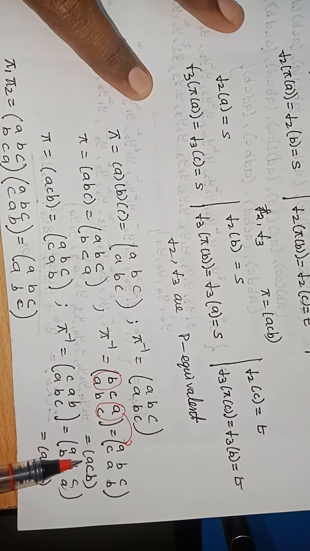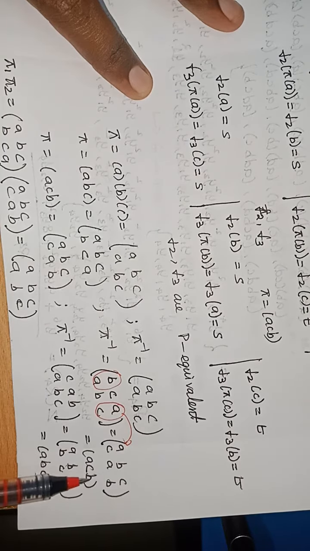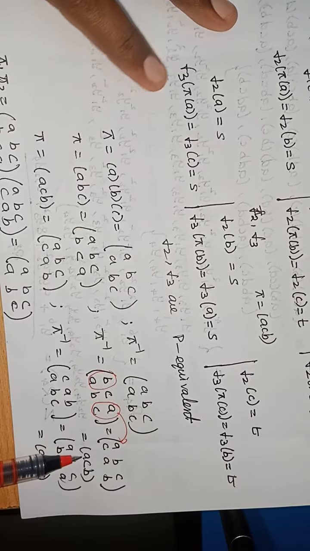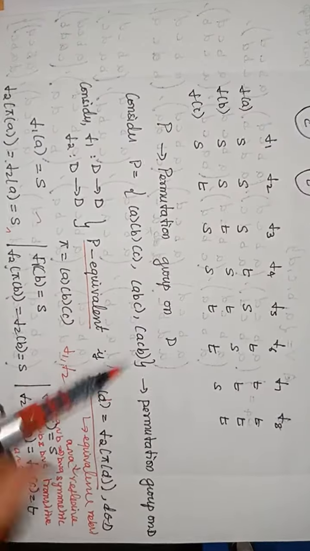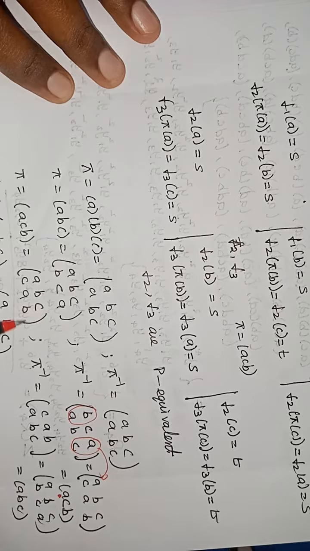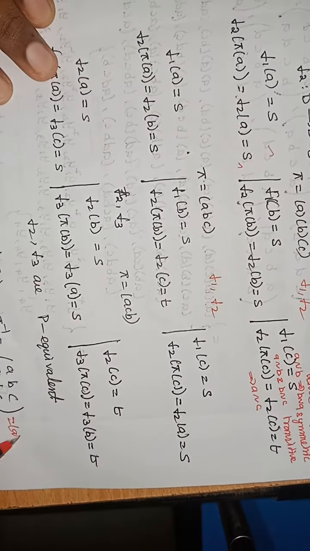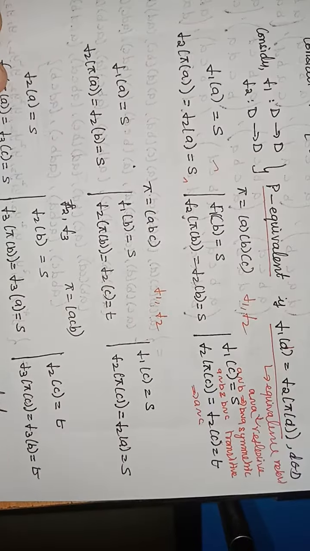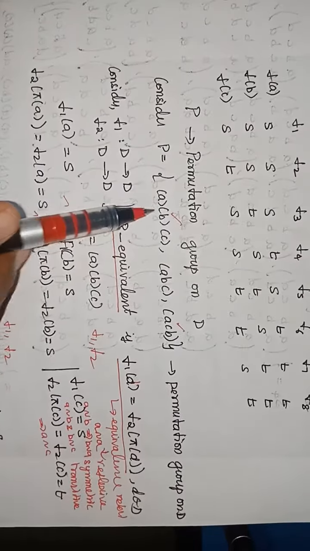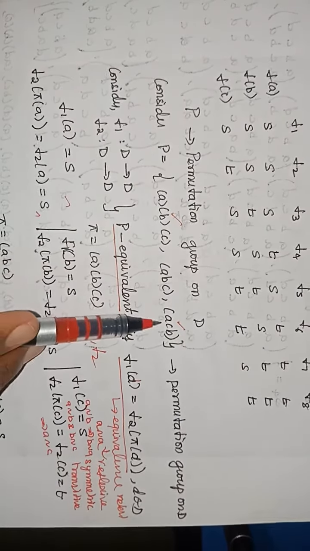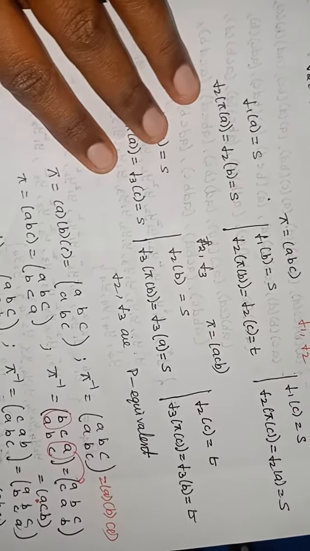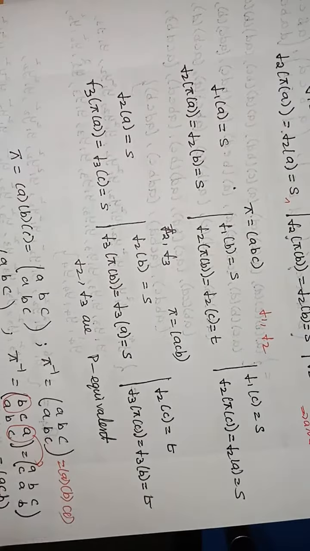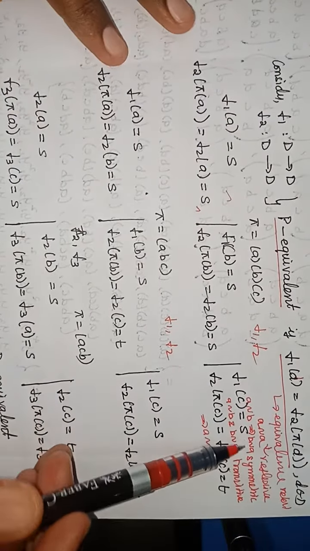So what is this mapping? A to C, C to B, B to A. Is it a permutation in the permutation group? ACB, yes. So I have found the inverse for all. This is nothing but A, B, C, which is also present in this. So the inverse of this one is present, the inverse of this one is this, the inverse of this one is this. I have shown here. So symmetric: A related to B implies B related to A.